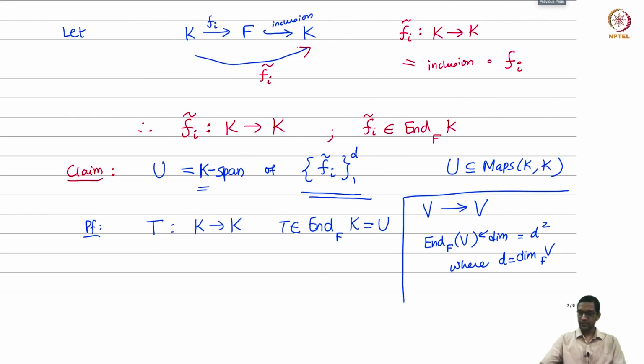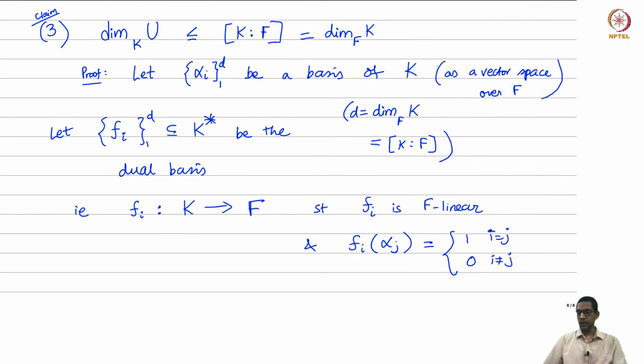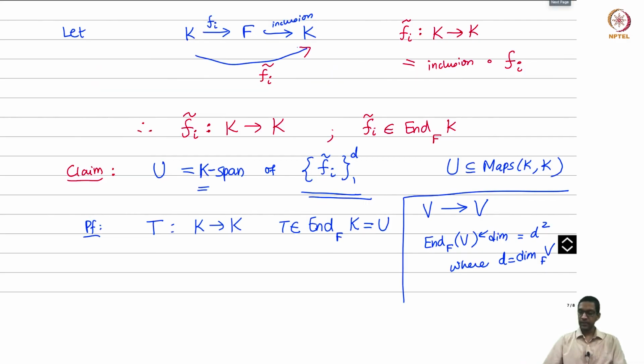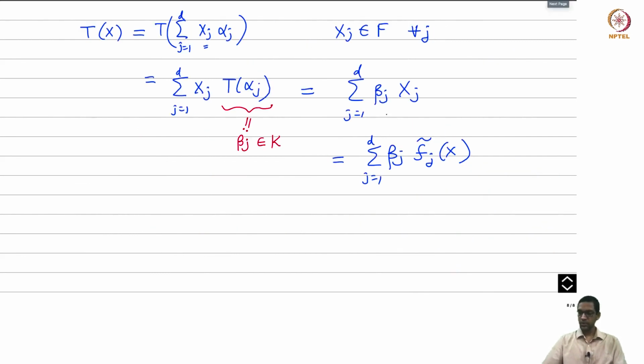If you recall what the fi's were, fi takes value 1 on alpha i and 0 on everything else. Fi tilde is the same thing really, the same as fi, and then after that you just take the inclusion into K, so it doesn't do anything new. Fi tilde first maps alpha i to 1 and all the other alpha j's to 0. So if you ask what is fj tilde on x, you apply it to this linear combination, and it will kill all the other alpha i's except for the jth one. This is the usual property of the dual basis.